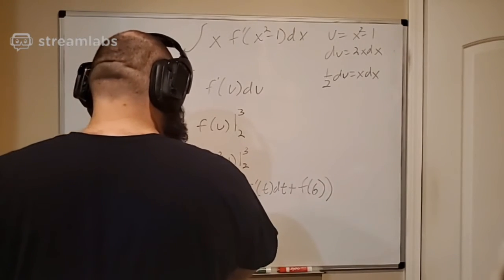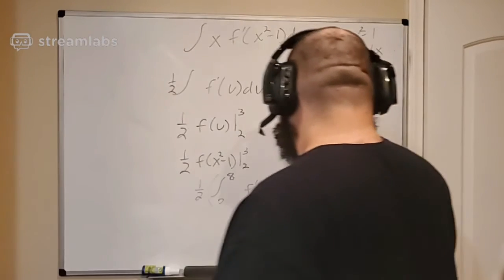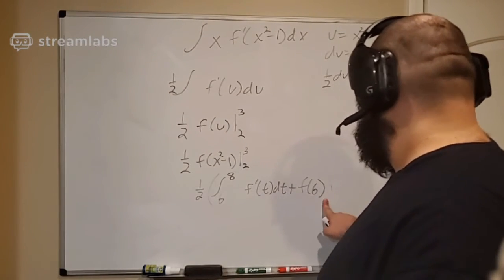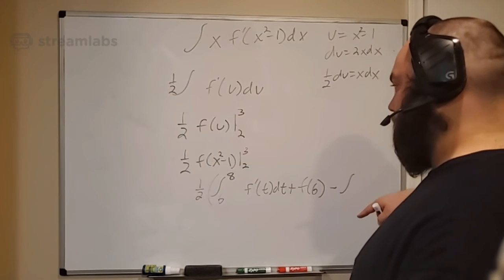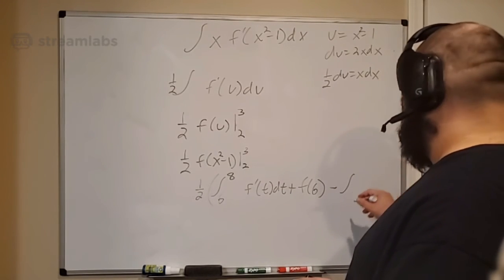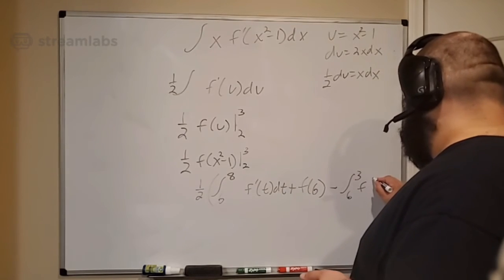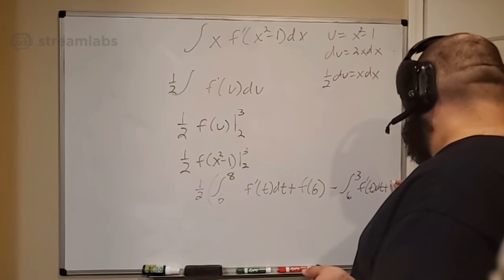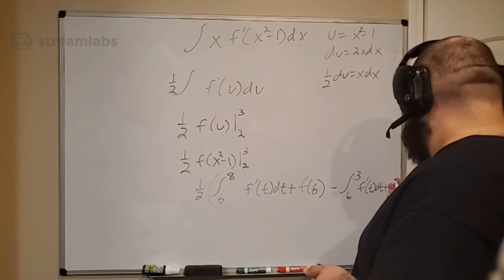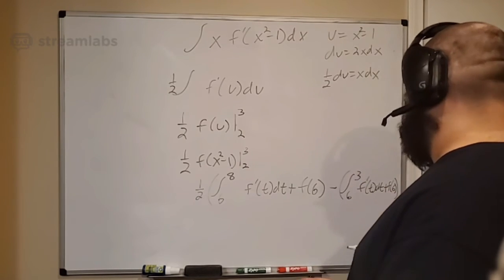And then minus the integral from, if I plug in 2, I get 3. So from 6 to 3, f prime of t dt plus f of 6. So the f of 6's end up canceling. They're irrelevant.